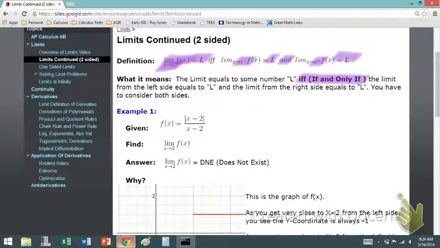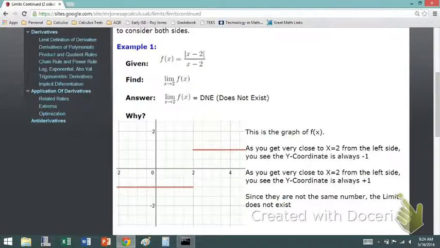So let me give an example of one where the limit would not exist. In front of you I have the equation f of x equals the absolute value of x minus 2 divided by x minus 2. Now, absolute value, if you remember right, has two solutions to it, a positive and a negative solution. I typed it in the calculator and graphed it below.